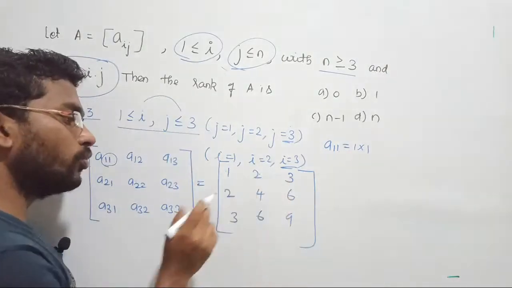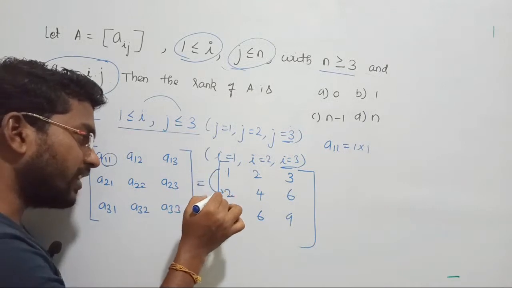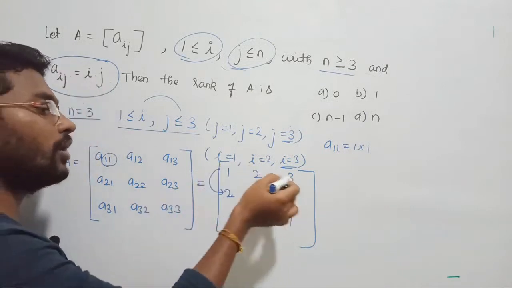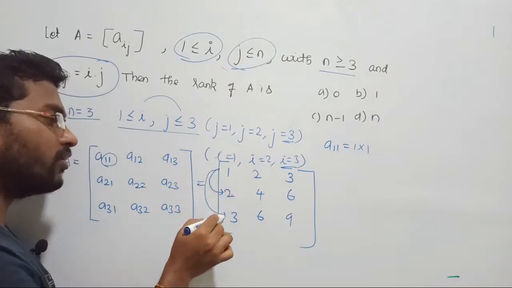First row 1, 2, 2; second row 2, 4, 6. Is there any dependency between the first row and the second row? Yes. If you multiply the first row by 2, you get the second row. Multiply the same first row by 3, and you get the third row.